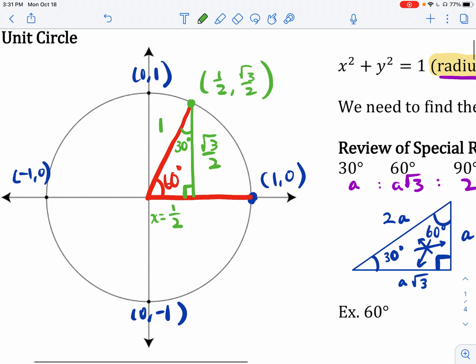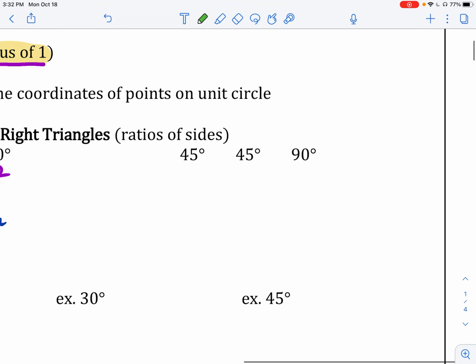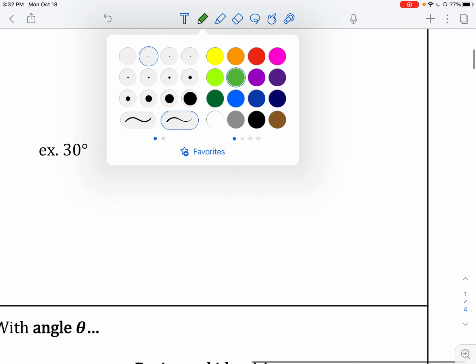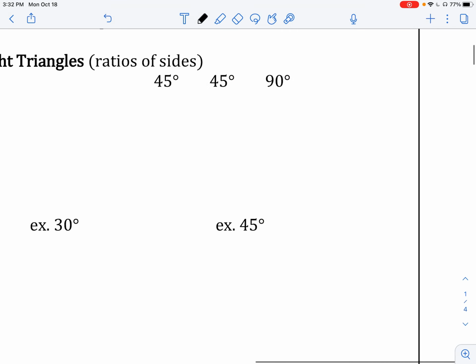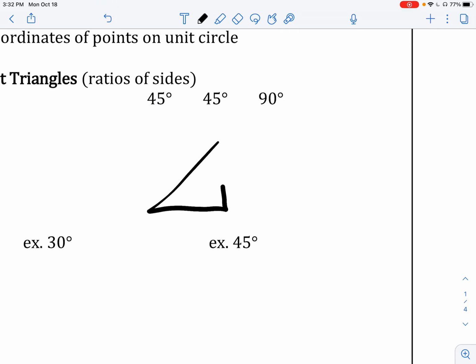So using what we know about a unit circle, I could determine the x and y values for any angle that is a multiple of 30 or 60. And it turns out there's actually another special right triangle, and that's known as a 45-45-90. Let me go ahead and do that here. Well, what about a 45-45-90 triangle?